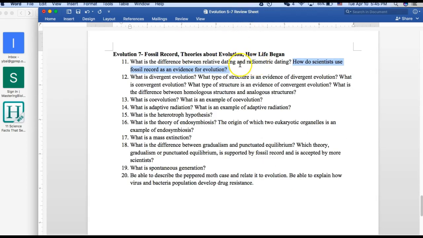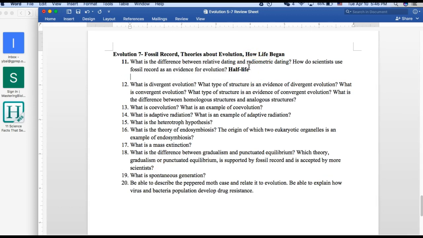Okay. There's one more thing that I forgot to write on here, which was half-life. You need to know what a half-life is. A half-life is used during radiometric dating. For example, you can have carbon-14. Carbon-14 is radioactive, and carbon-14 can be turned into nitrogen-14.